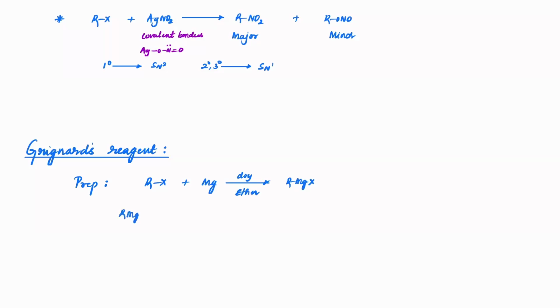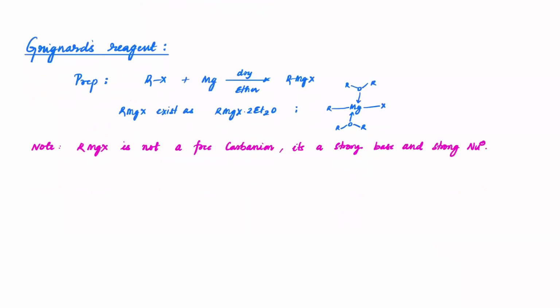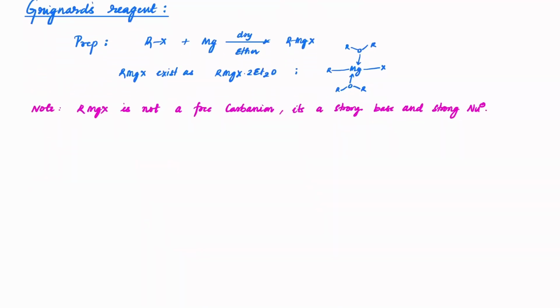Now, RMgX basically exists as RMgX·2 moles of diethyl ether. That is like a complex here. You can see this is the kind of complex that it forms. Another thing you need to note is that RMgX is not a free carbanion. It's a strong base and strong nucleophile, but not a complete carbanion. So it is in a complex form like this. Got it?